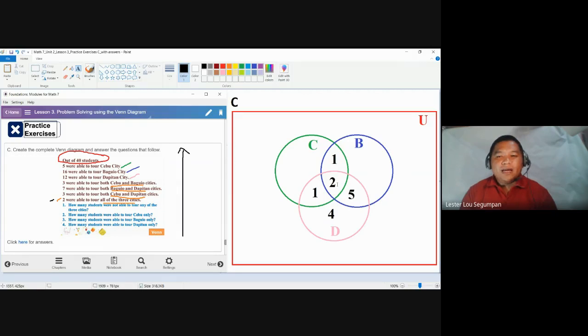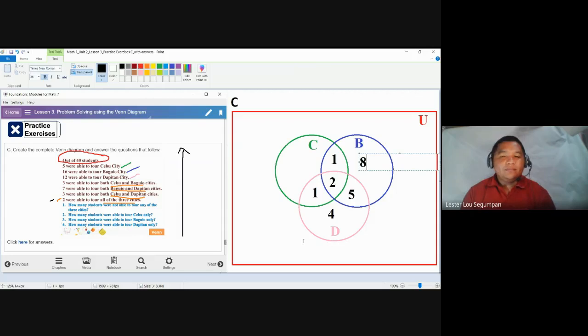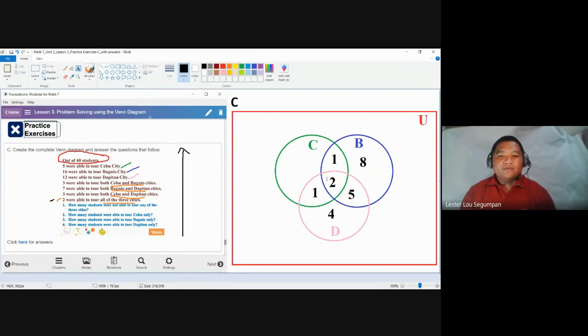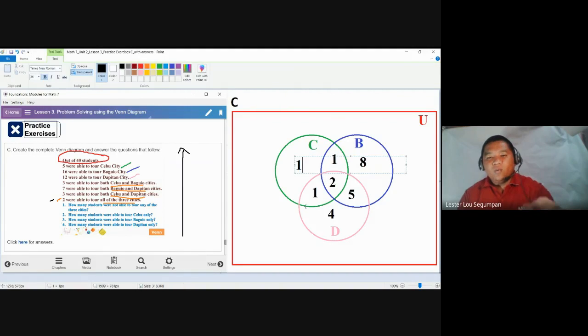Next, 16 were able to tour Baguio. So the blue circle must also be 16. We already have 5, 2, and 1. That's 5 plus 2 is 7, plus 1 is 8. To make it 16, you need to place 8 here. And finally, for the Cebu group, you already have 1 plus 4, 1 plus 2 plus 1, which is 4. To make it 5, you just need to place 1 here.